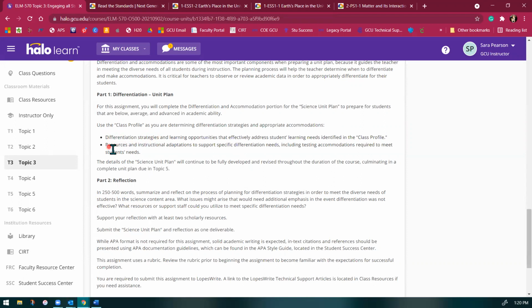Okay. The resources or instructional adaptations are going to be things that you give students to support the differentiation that you might not need to be facilitating. In other words, it's not so much a teacher action, but a tool students can use. So my ELL students, I might put a word bank up or give them a picture word bank. Now that's a resource or an instructional adaptation.